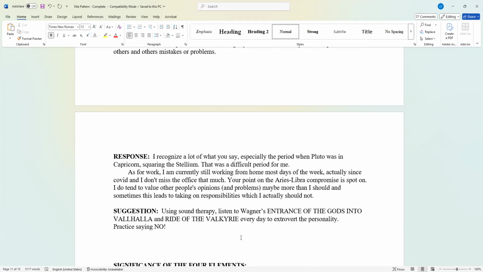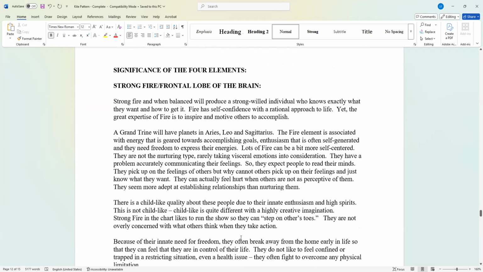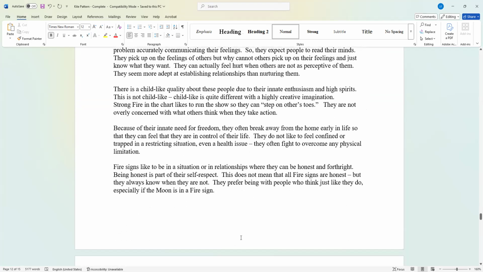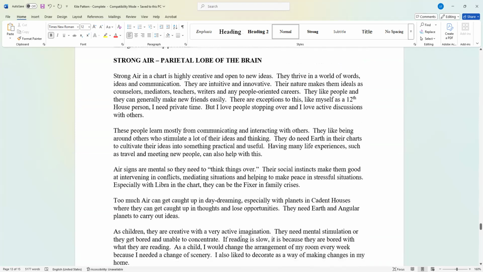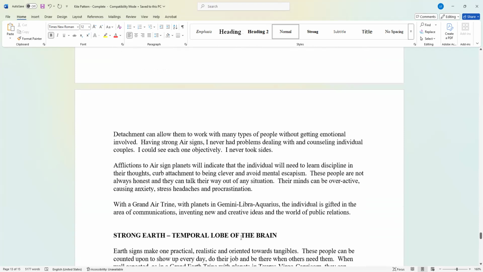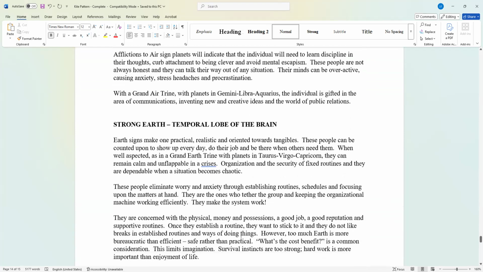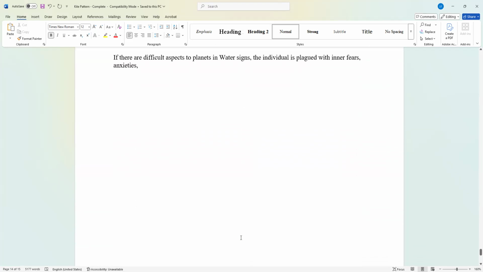Now, I'm going to stop here. I'm just going to scroll down about the four elements, so you can have an idea of what they are, say, in terms of a grand trine in the four elements. I'm not going to go into them. I did it very briefly.